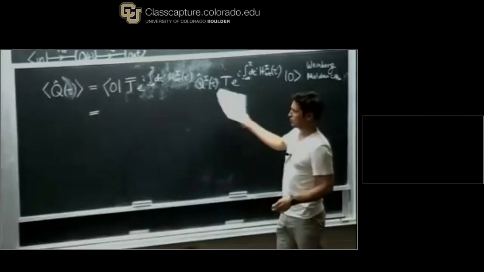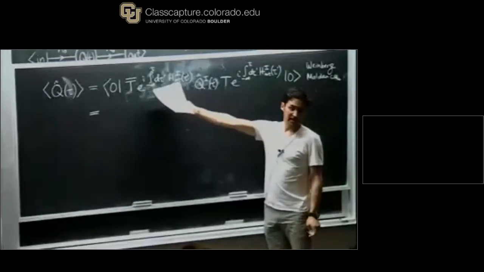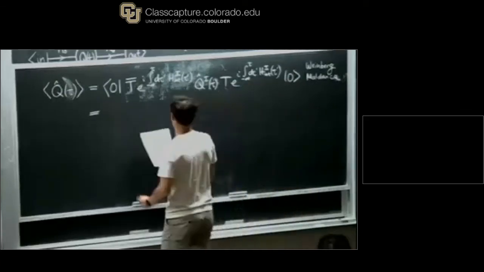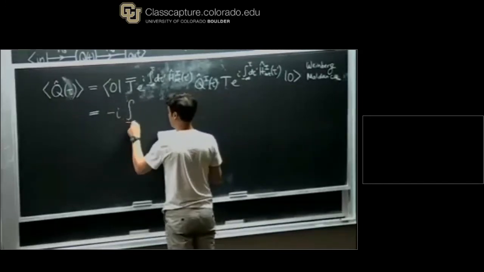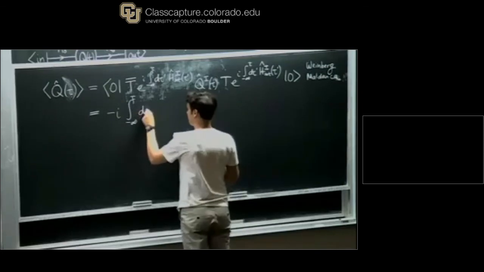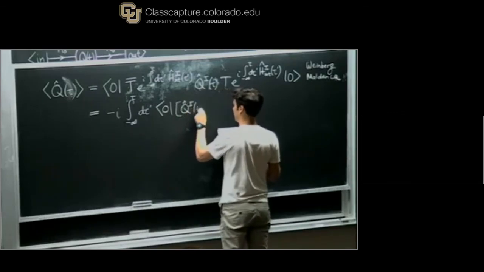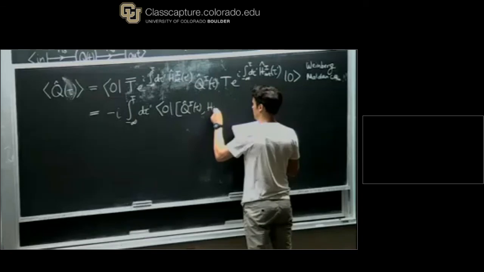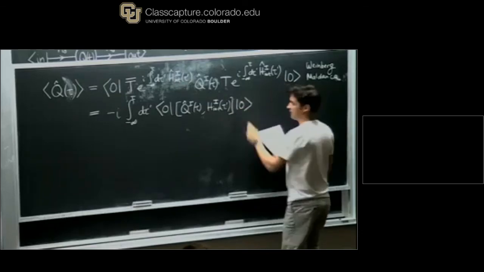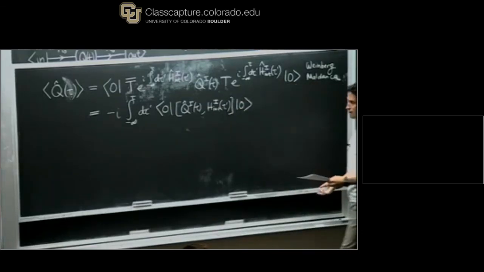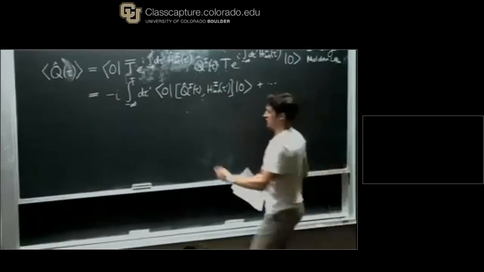We're going to be exclusively dealing with things at tree level. So this expression here can be simplified by expanding out these exponentials at leading order in the interaction Hamiltonian. One gets an integral from minus infinity to tau, d tau prime, of the expectation value of the commutator of this operator Q at time tau with the interaction Hamiltonian at time tau prime, sandwiched in between the vacuum states of the free theory, plus higher orders. So this contribution here describes tree-level processes.